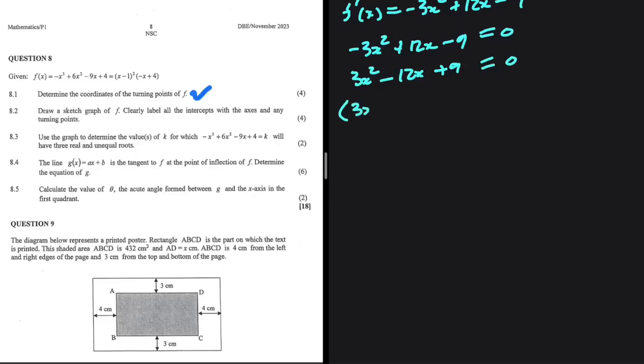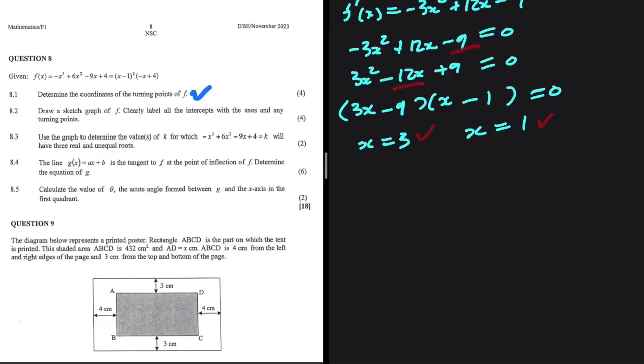In the first bracket, you're going to have 3x. In the second bracket, we're going to have x. We want minus 12x as the middle term and minus 9 as the constant. The way of doing that is if we have 3x minus 9 and x minus 1 being equal to 0. Here we're going to have x is equal to 3, and on the other side we're going to have x is equal to 1. Obviously 3x minus 9 is equal to 0, 3x is equal to 9. We divide both sides by 3, x is equal to 3. So these are the x values of the turning points.